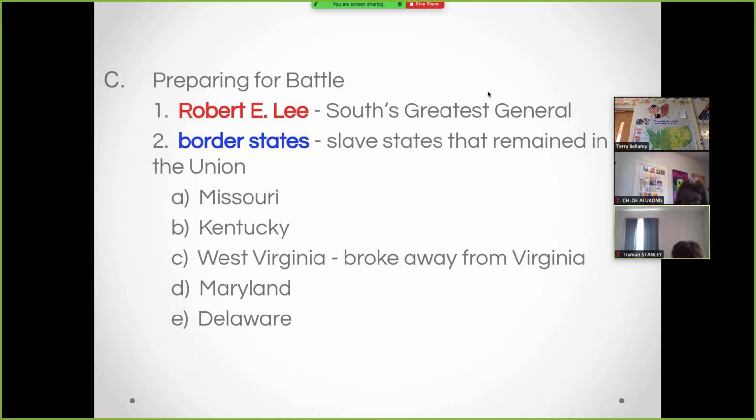And it's kind of cool because if you look at Virginia before the Civil War, it sort of looks like a state that's ready to have a baby. And then West Virginia is born. Virginia's kind of got a big belly, and then boom, here's West Virginia. So those border states are kind of important.